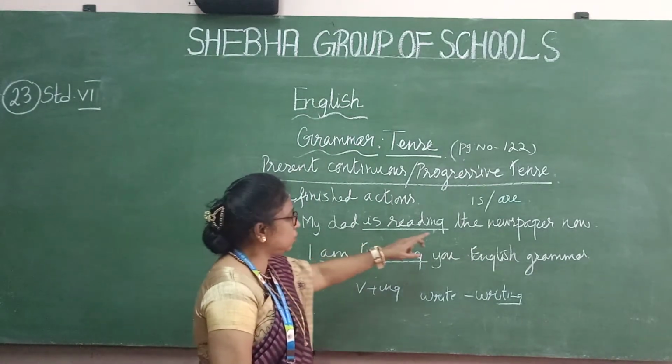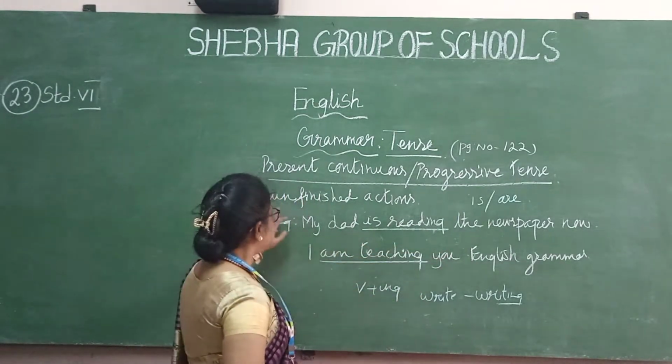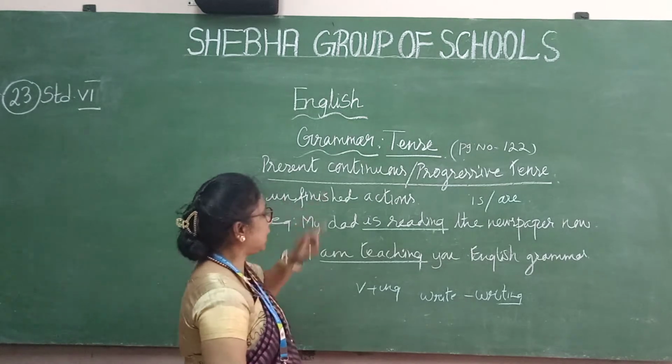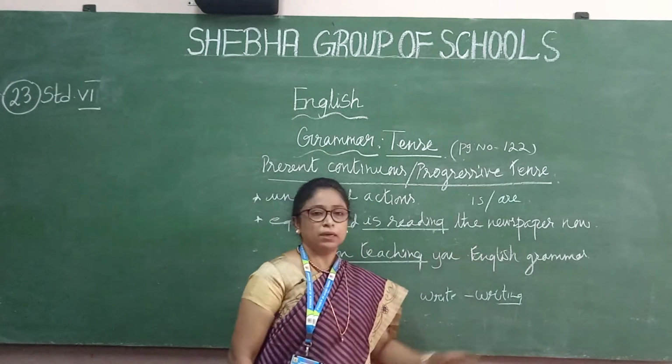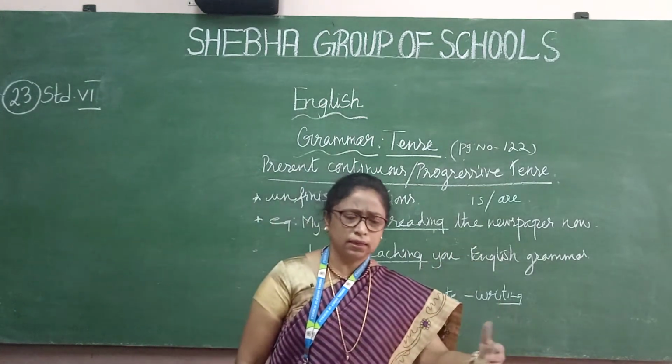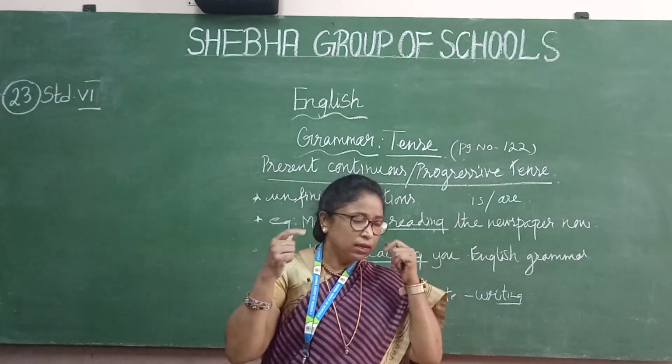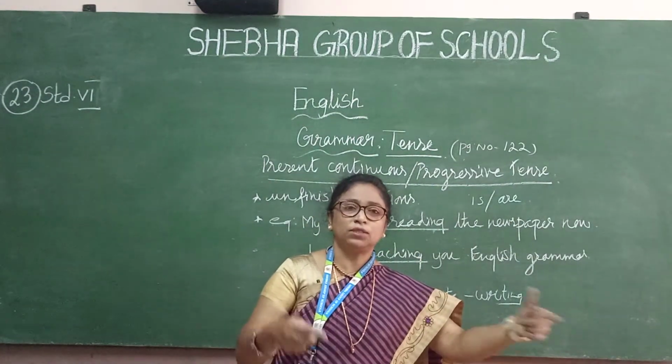Now, my dad is reading the newspaper. So what is given there? This is what is known as unfinished actions. My dad is reading the newspaper. He's going on reading. There is no end. He started reading, he's reading the newspaper, and the reading is going on. There is no end.